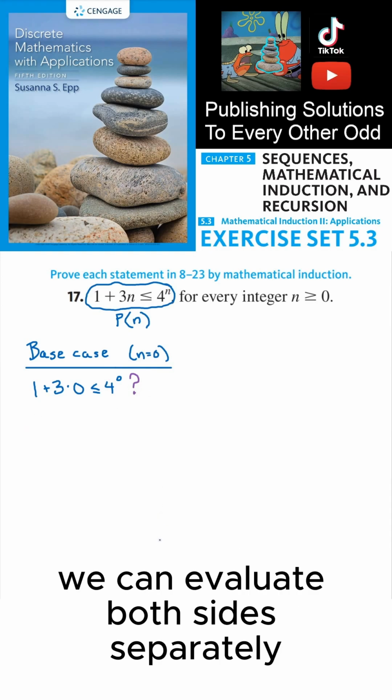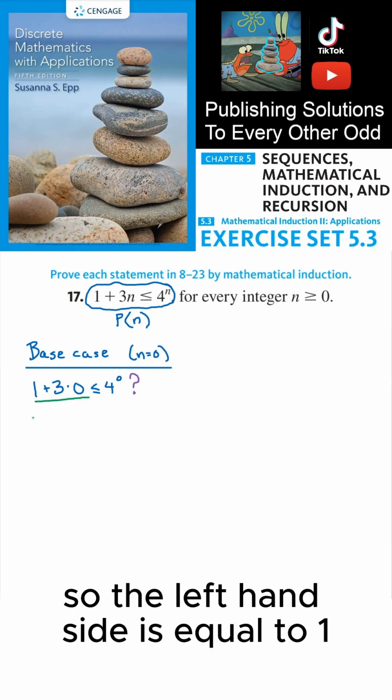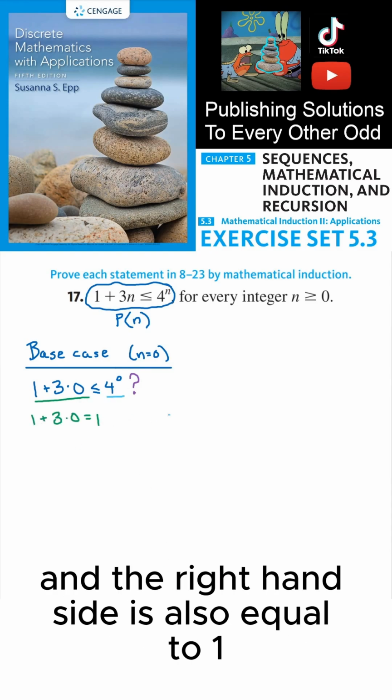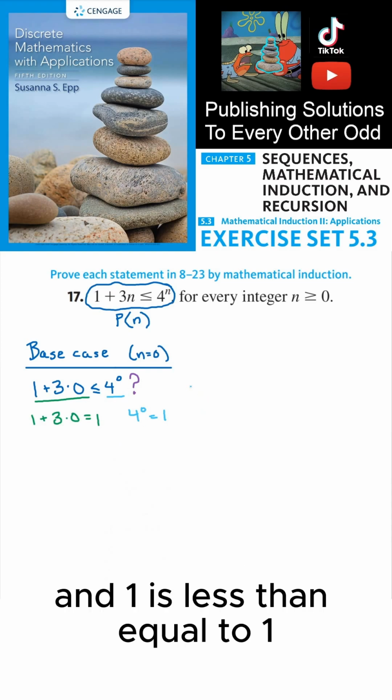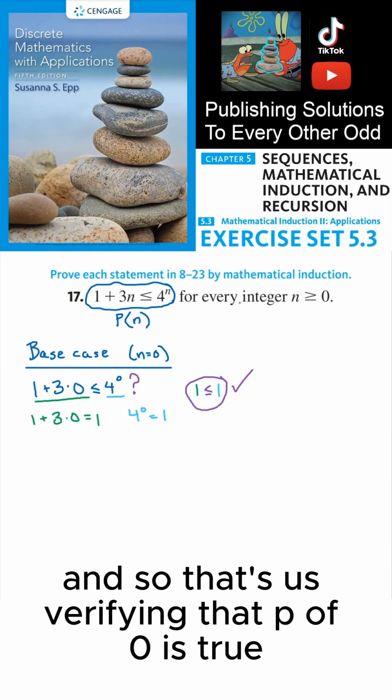And to show that, we can evaluate both sides separately. So the left-hand side is equal to 1, and the right-hand side is also equal to 1, and 1 is less than or equal to 1. And so that's us verifying that P of 0 is true.